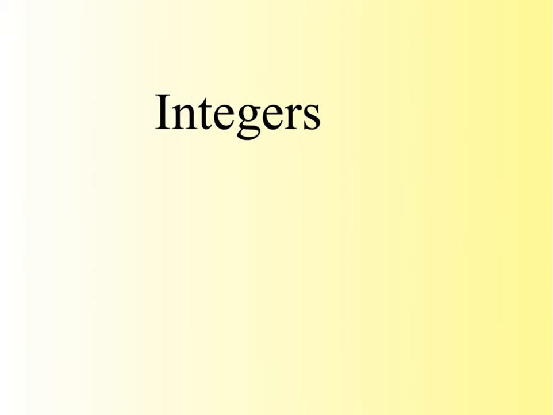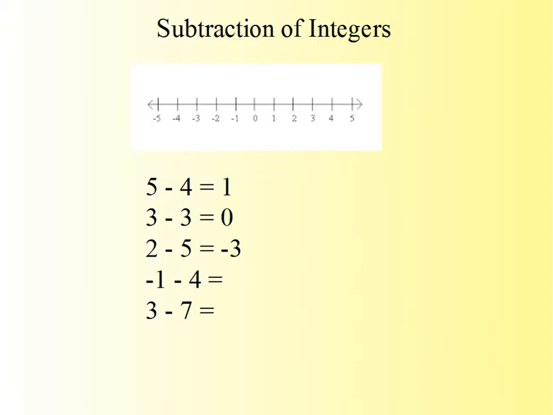In this lesson, we are learning how to subtract integers. Once again, we have a number line with which we are quite familiar with now. And we understand that our number line is centered on 0. And as we move to the right, we're moving further in the positive direction. And as we move to the left, we're moving further in the negative direction.